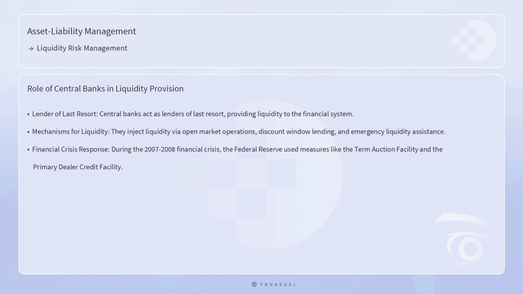Central banks also play a pivotal role in providing liquidity to the financial system, acting as lenders of last resort. During times of systemic stress, central banks can inject liquidity into the banking system through various mechanisms, such as open market operations, discount window lending, and emergency liquidity assistance. For example, during the 2007-2008 financial crisis, the Federal Reserve implemented a series of measures, including the term auction facility and the primary dealer credit facility, to provide liquidity to banks and other financial institutions.